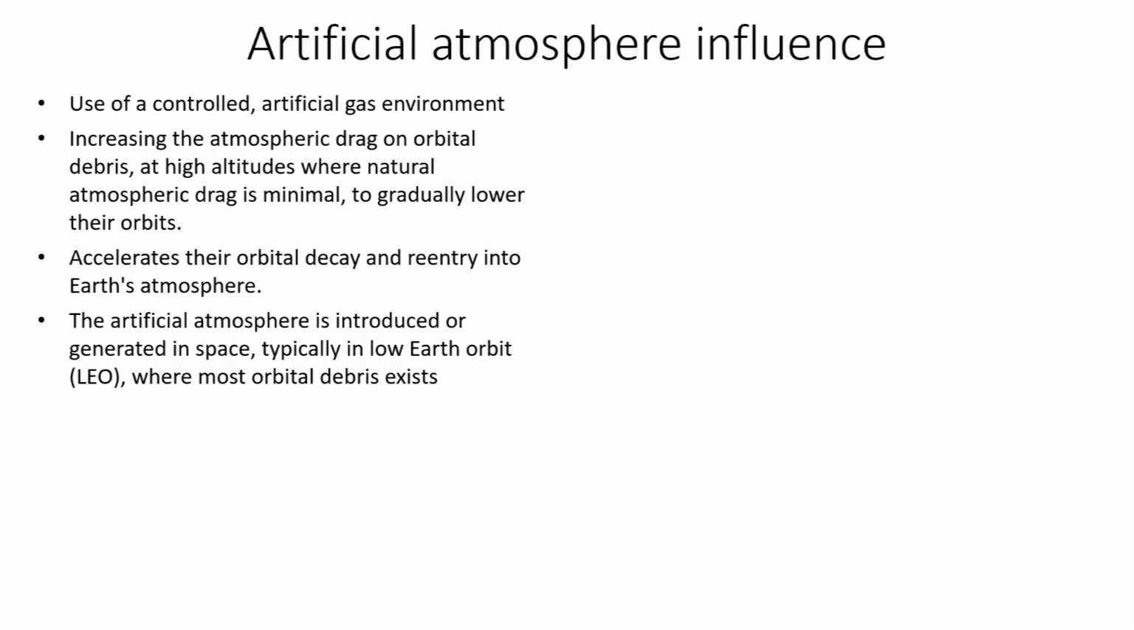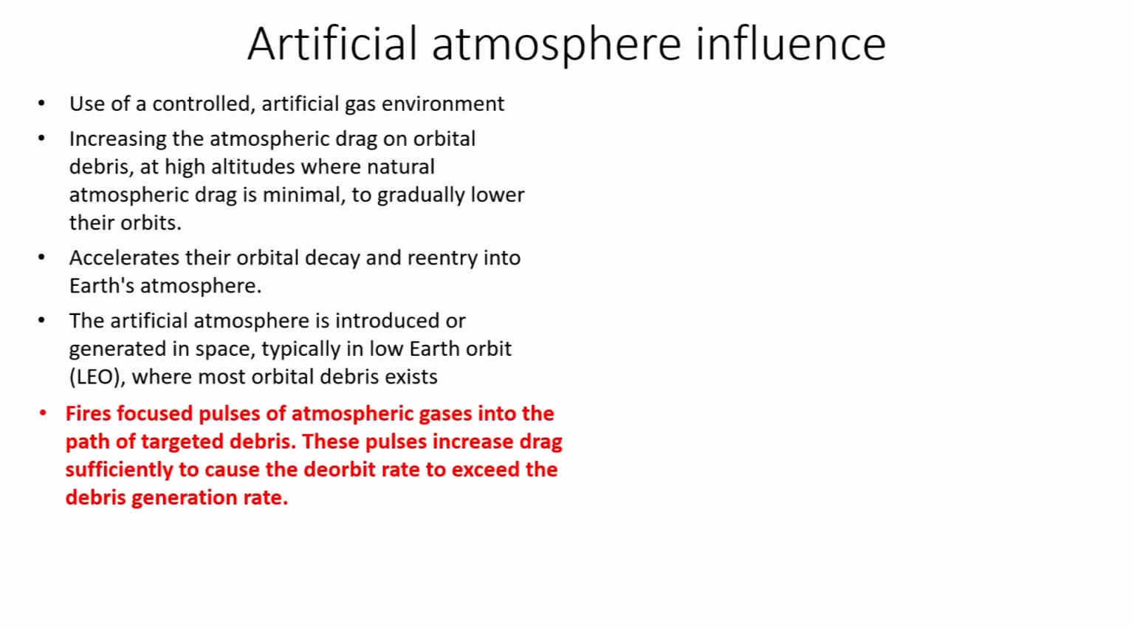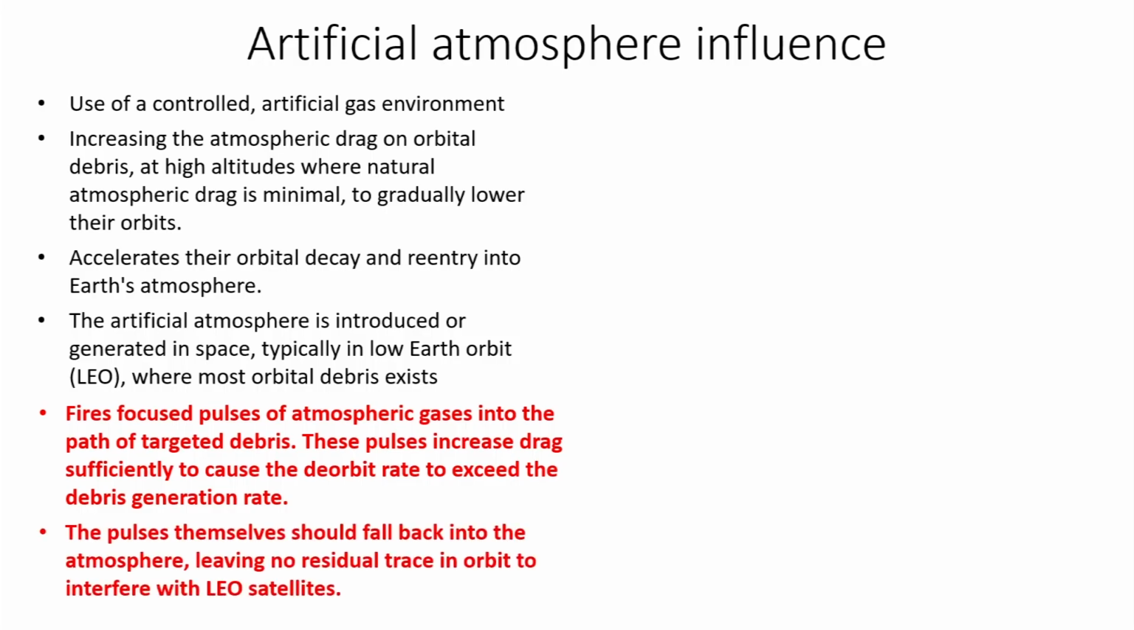Generally this is done at low Earth orbit, where most orbital debris exist. It fires focused pulses of atmospheric gases into the path of the targeted debris. These pulses increase the drag sufficiently to cause the deorbit rate to exceed the debris generation rate. It is also important to note that the pulses themselves should fall back into the atmosphere, leaving no residual trace in orbit to influence the operational satellites.